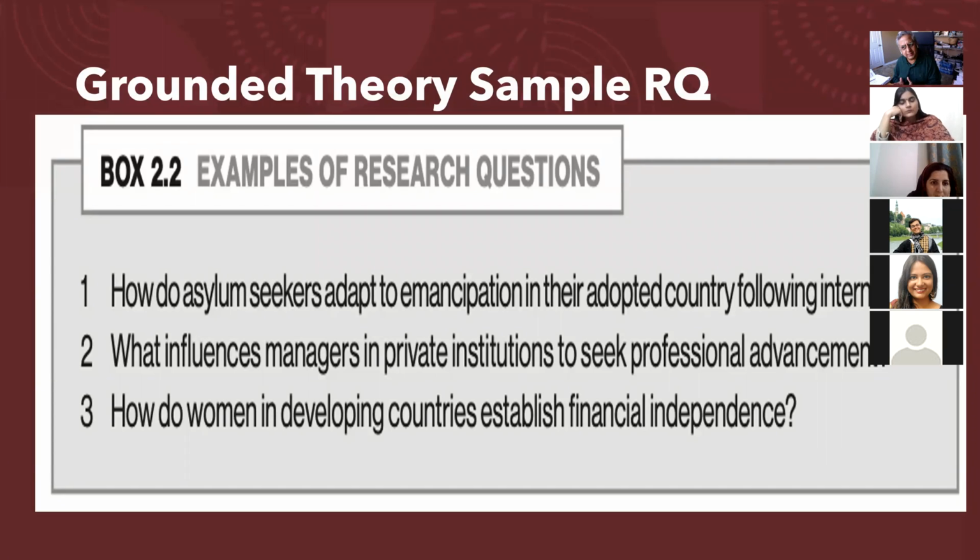Did everyone get that? Causality. One thing causes another. How do asylum seekers adapt to emancipation in their adoption? So what is it that happens that they need to adopt this? Or number two, what influences? So we are looking for factors. When you're seeking factors or influences or causes for one thing leading to another, you're going in the direction of grounded theory.